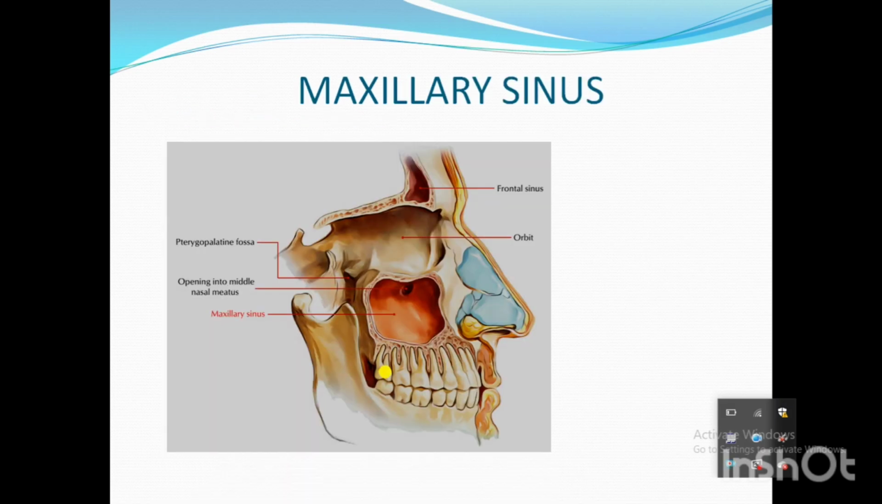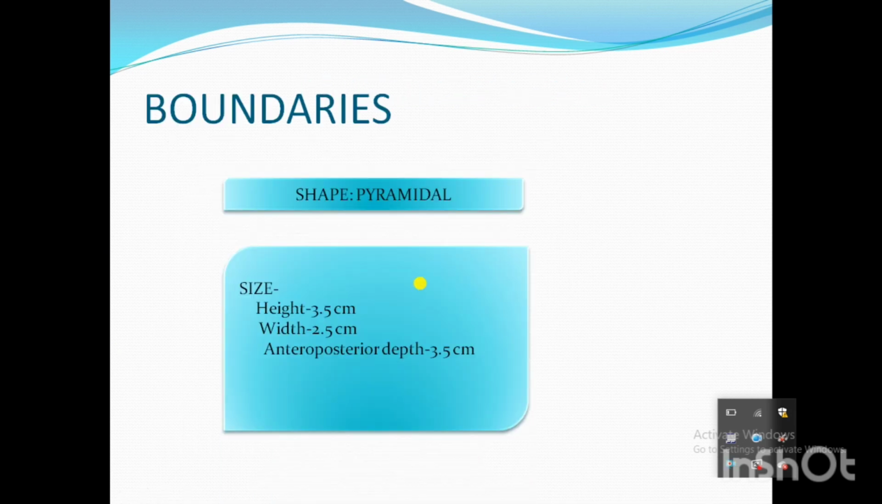The maxillary sinus is pyramidal in shape and the size is variable. The average measurements are: height 3.5 cm, width 2.5 cm, and antero-posterior depth 3.5 cm.